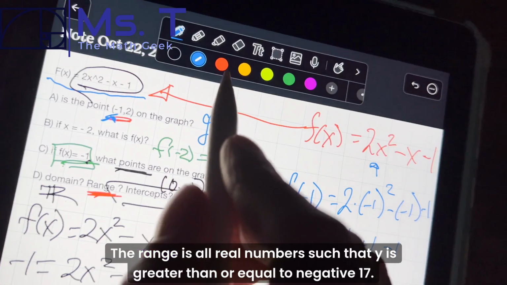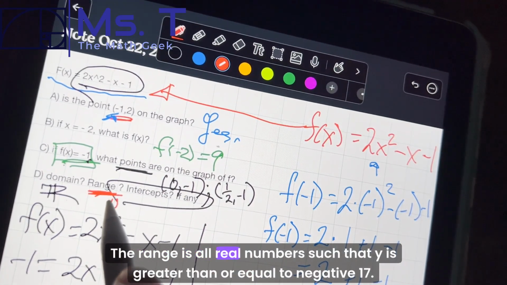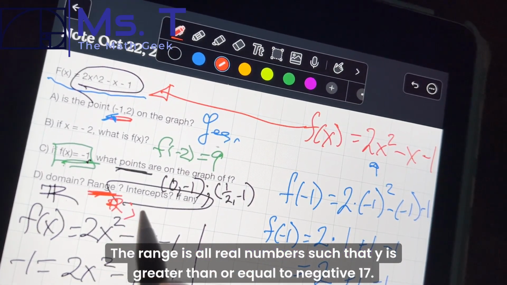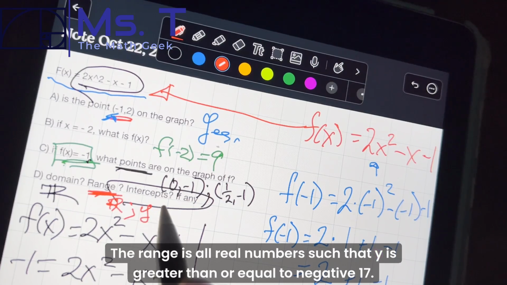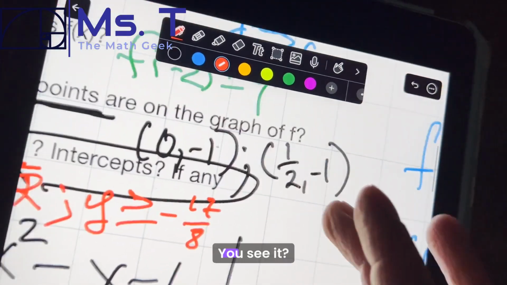The range is all real numbers such that y is greater than or equal to -17/8. That was fun. You see it?